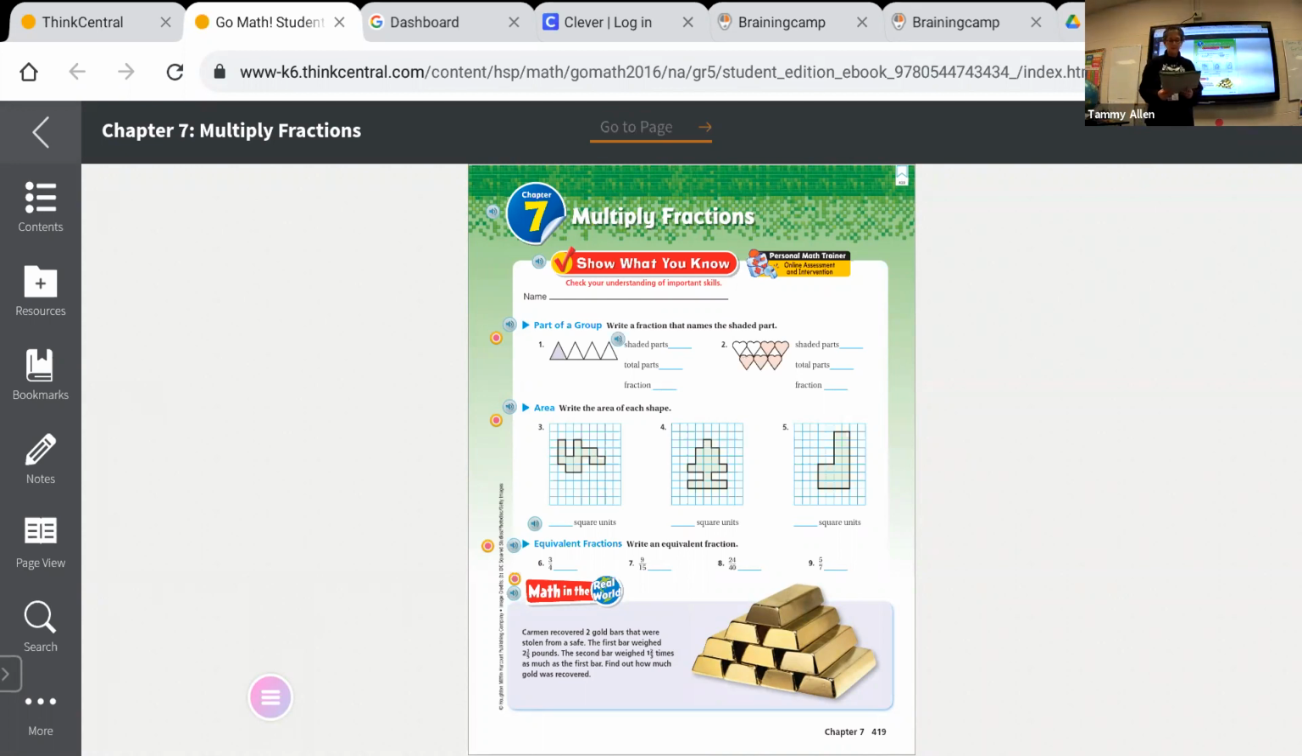Number 4? Number 5? Any questions on those? Okay. Number 6, you can multiply by 2 over 2, 3 over 3, 4 over 4, 5 over 5. It doesn't matter what you multiply by, because whatever you do to the numerator, you have to do to the denominator. So there could be a variety of answers here, depending on what you multiply by. All right? Does that make sense?